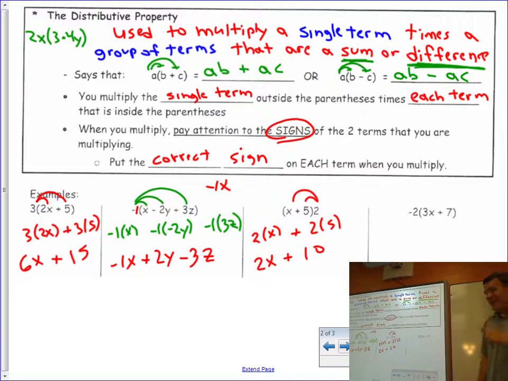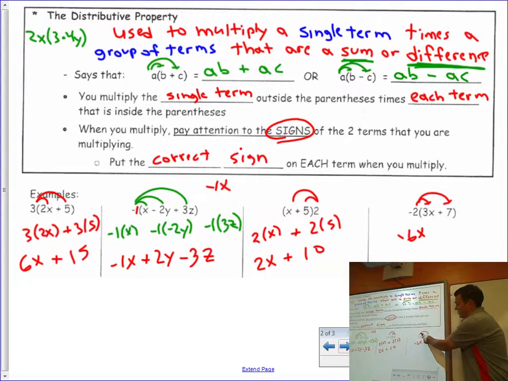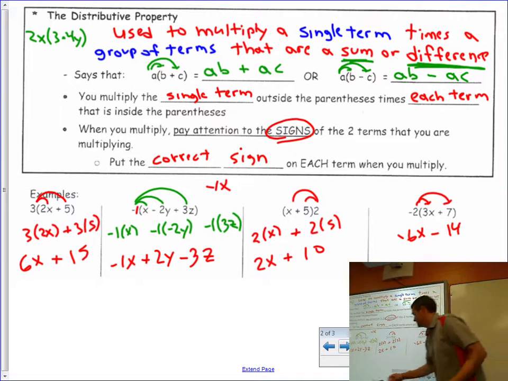And last up, I have a negative 2 times each term. So it might look like this. And in this one, I'm not going to write down the middle step. I'm just going to use the arrows. Negative 2 times positive 3 gives me a negative 6x. And negative 2 times positive 7 gives me a negative 14. My answer is negative 6x minus 14. See how easy that was? Just got to pay attention to the signs.